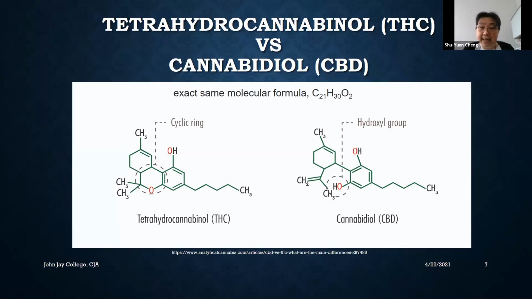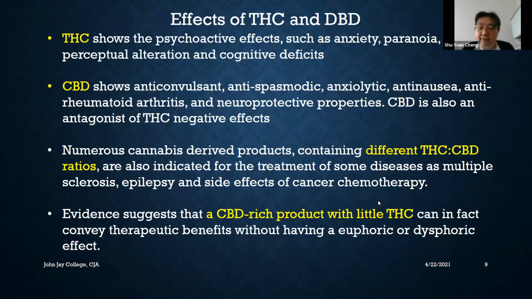It's THC and CBD. If you look at their chemical structures, you will see they have the exact same molecular formula. The only difference is their structure. THC has cyclic rings, while CBD has a hydroxyl group. You can see they only have these small changes, but their pharmacological effects are dramatically different.